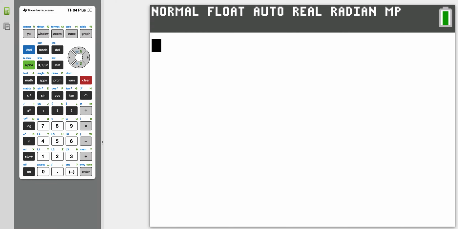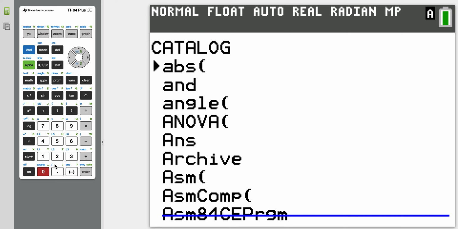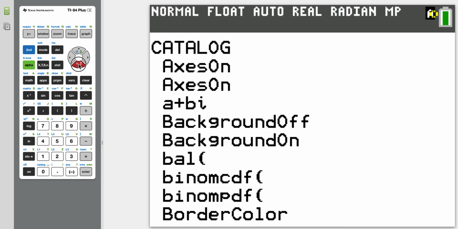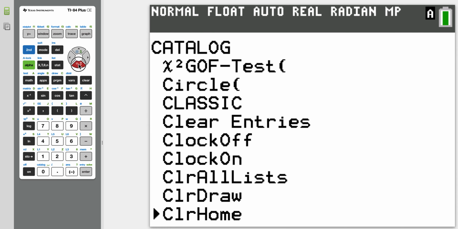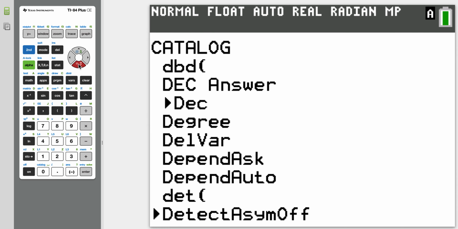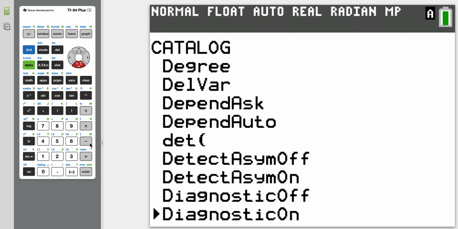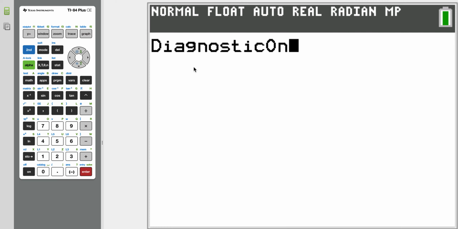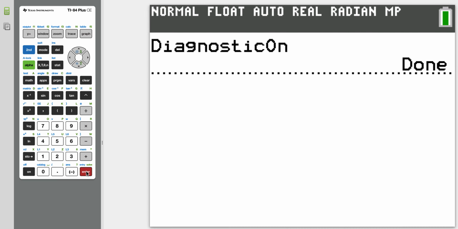Find the line of best fit, doing a linear regression. The first thing we want to do is turn diagnostics on. So I'm going to hit second, catalog down here, second 0, and then I'm going to scroll down until I see diagnostics. I'm not sure why the calculator doesn't have those on to begin with. But once you turn them on once, then you're good to go. So I'm going to hit enter, and then I'm going to run that command. And now my diagnostics are on.